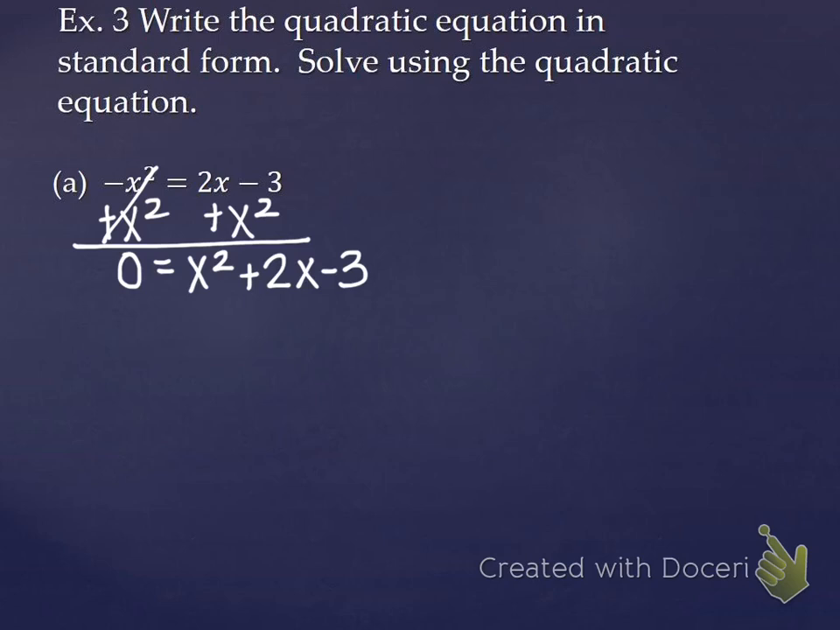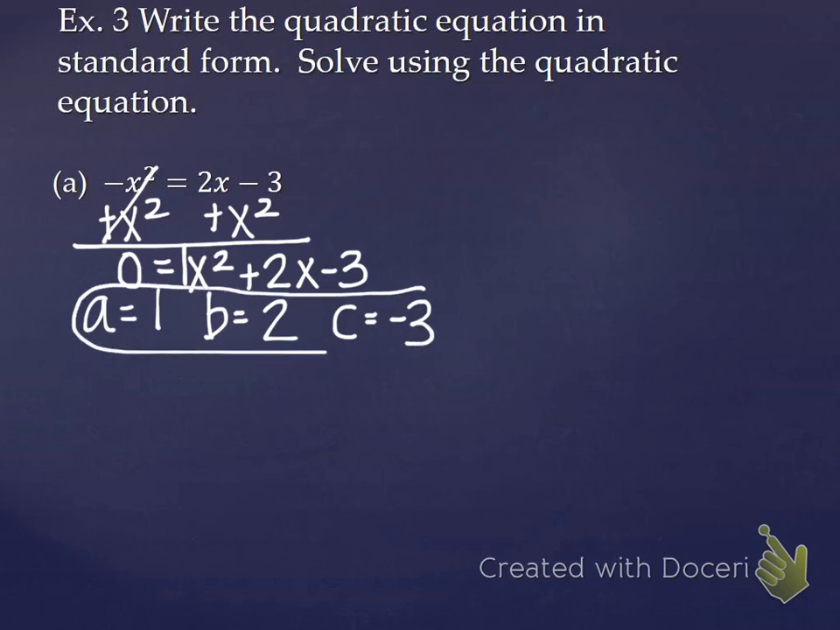So, Hayden, what is your a value? 1. Good. There's an understood 1 right there. B equals 2, and c equals -3. All right, so everybody fill in those blanks on your flow chart. Now follow the arrow to step 3.